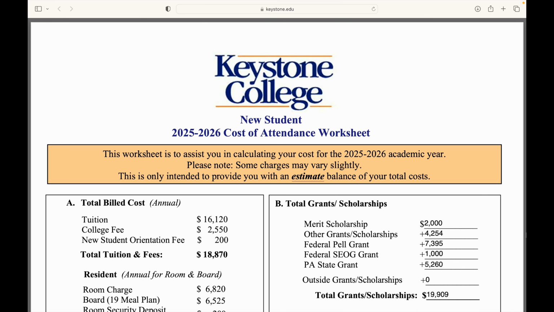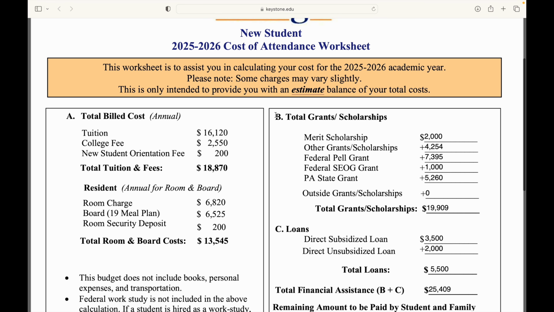Now we have all of our financial aid information, so the cost of attendance worksheet should be very, very simple. Now we can go in, punch in all our numbers, and figure out how much it will cost to attend Keystone in the 2026-2027 school year. Here is the cost of attendance worksheet. Once you get in, you're going to want to look to the right side. This is where you'll input all the numbers on your grants, scholarships, and loans.